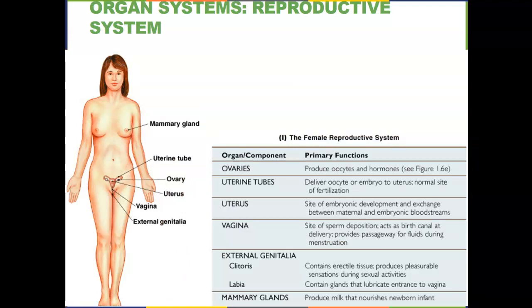In females, we have the ovaries, which produce, again, gametes, oocytes in this case, and sex hormones. The uterine tubes, the uterus, where the developing embryo grows and becomes an individual.